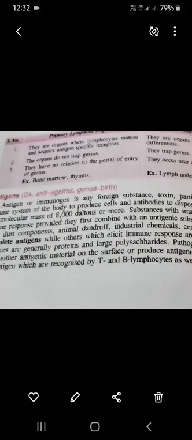So what are antigens? Antigens are any foreign substance, toxin, particle or pathogen which induces the immune system of the body to produce cells and antibodies to dispose of the same. Now there are antibodies.